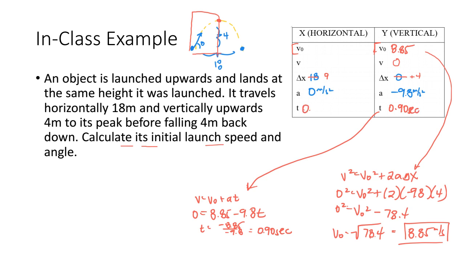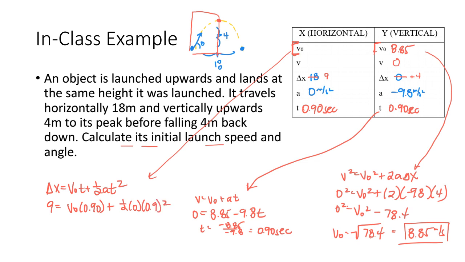That's the same in the horizontal direction. Now I should have enough information to find my horizontal initial velocity. Let's do that. I'm going to use this equation. This part of the equation cancels out, giving us just 9 equals initial velocity times 0.9. We can solve by dividing, and we get an initial velocity of approximately 10.